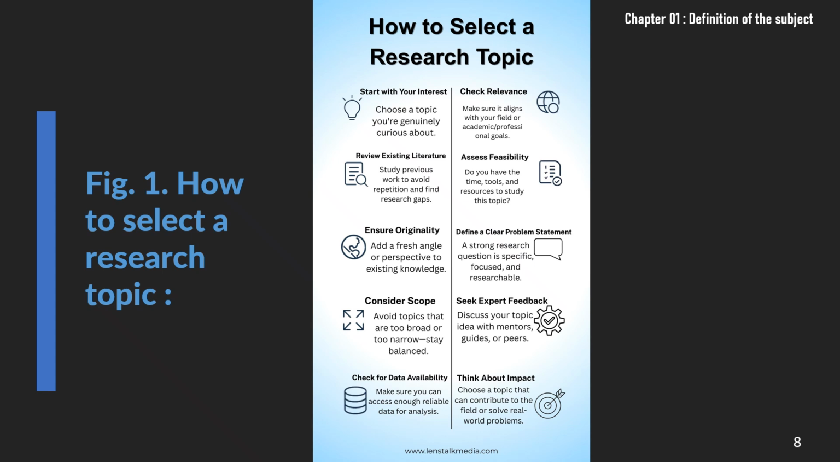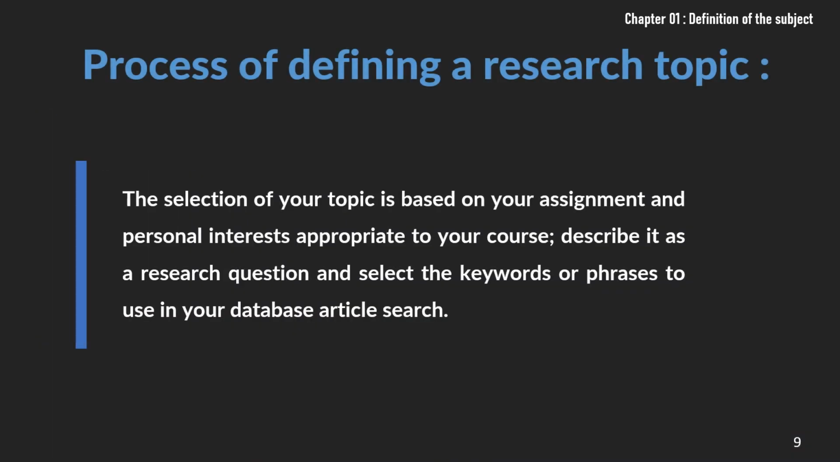As illustrated here, the process of selecting a topic starts with the assignment and interests. Select your topic based on your assignment and personal interest, appropriate to your course. Describe it as a research question and select the keywords or phrases to use in your database research. From there, you must frame it as a direct research question. Once you have your question, identify the specific keywords or phrases you will use to search academic databases.